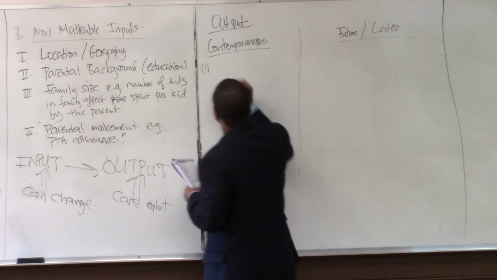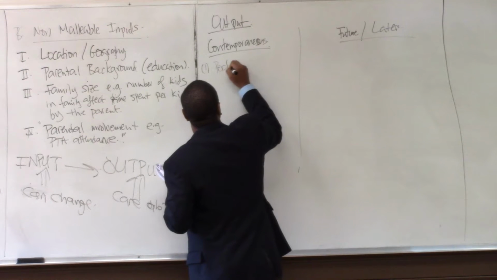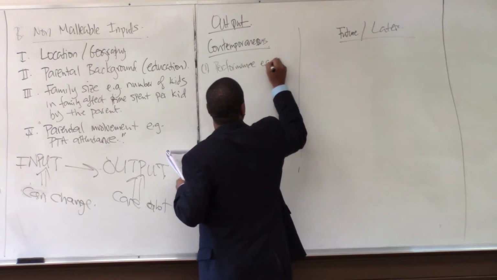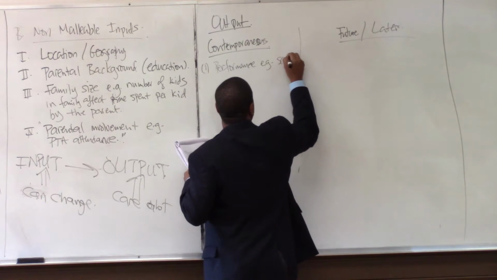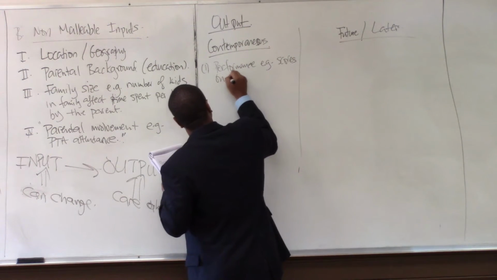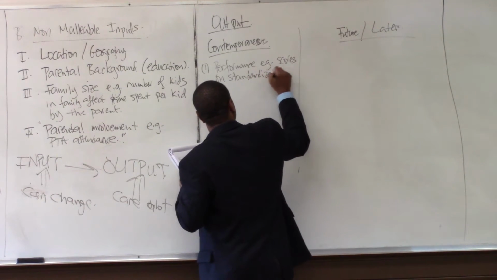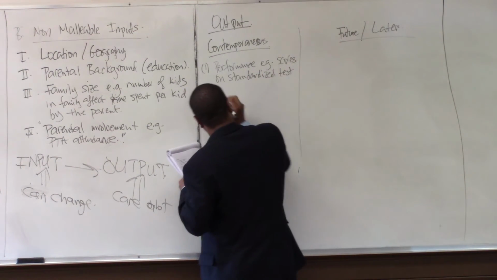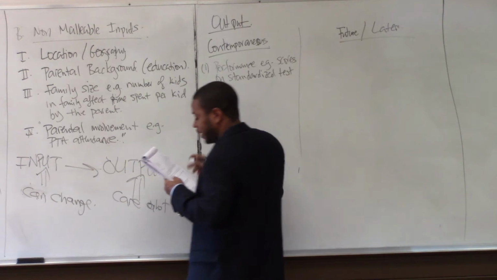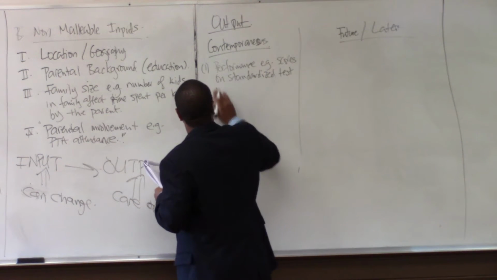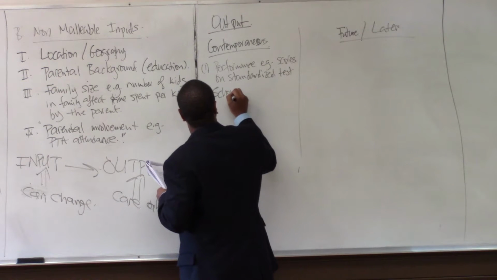Performance, right? So for example, scores on standardized tests. The standardization of the test is important because that allows us to have a more objective measure of it. Attendance, so school attendance.